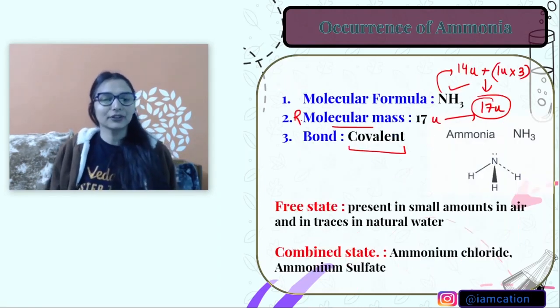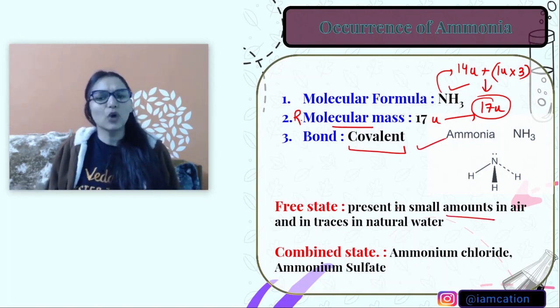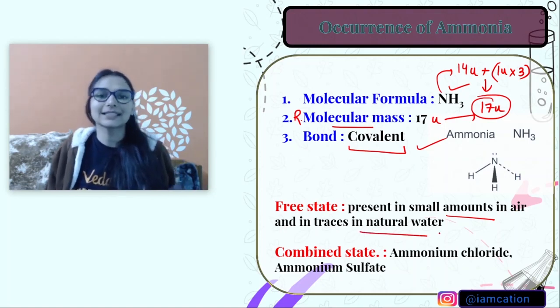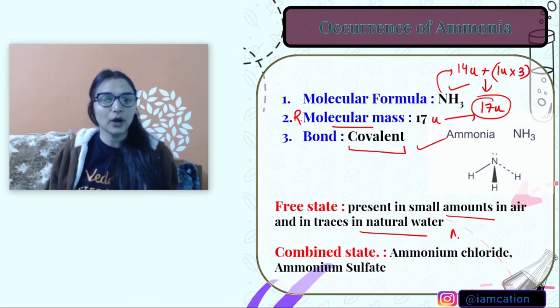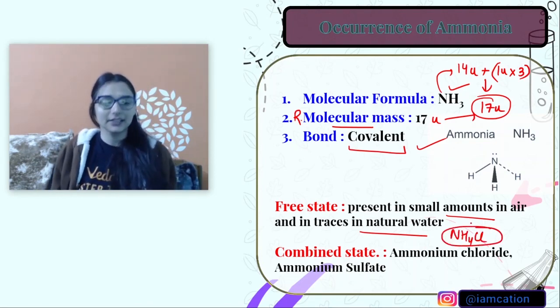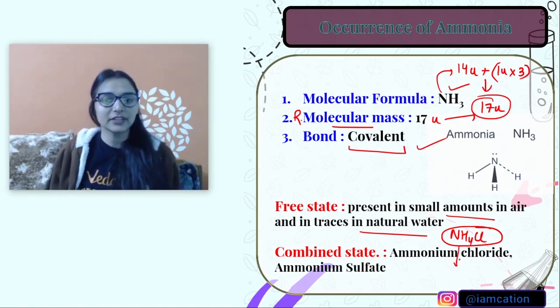So there are 3 single covalent bonds, and in the free state it can be found in very small amounts in the air and traces in natural water also. Apart from that, in the combined state a lot of compounds are known. Ammonium chloride is a very famous salt that you have seen at a lot of places. It is an acidic salt, which comes from a weak base and a strong acid.